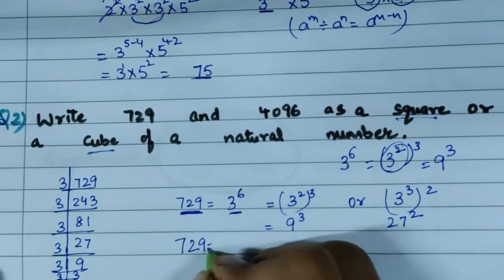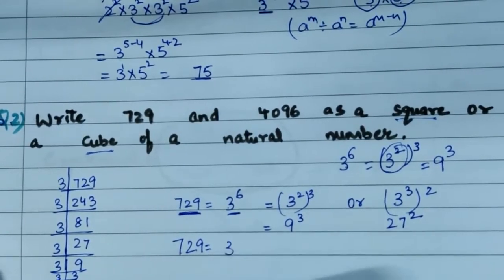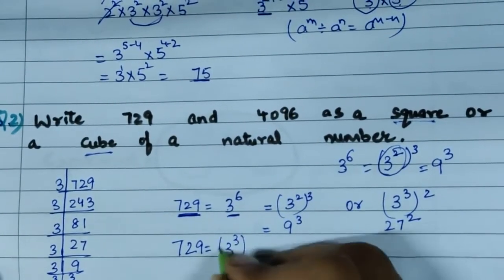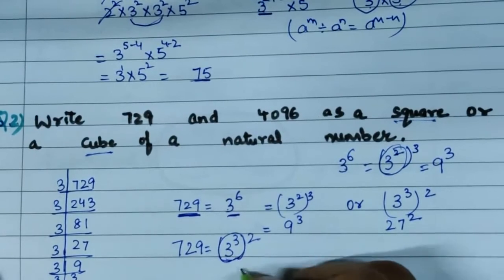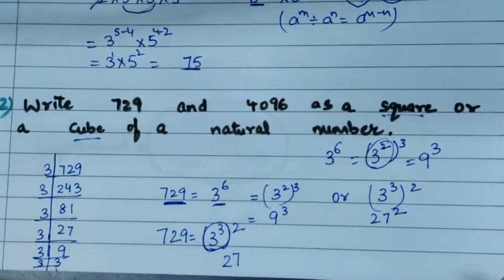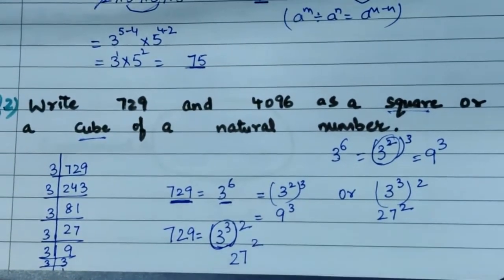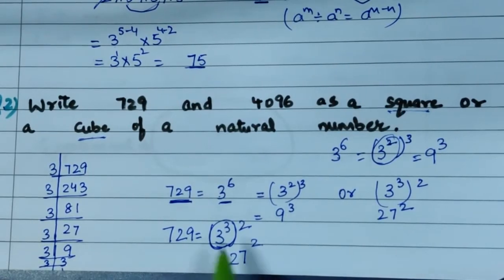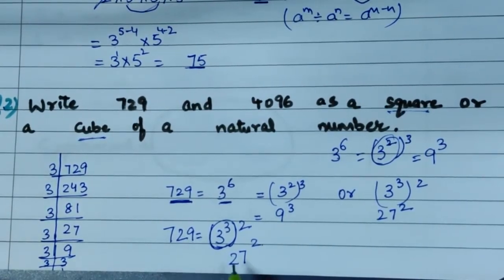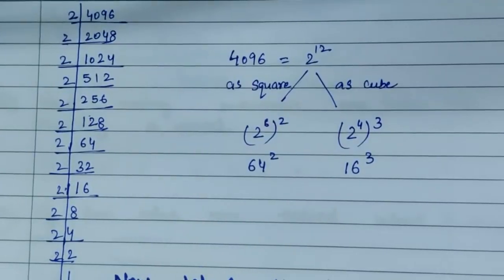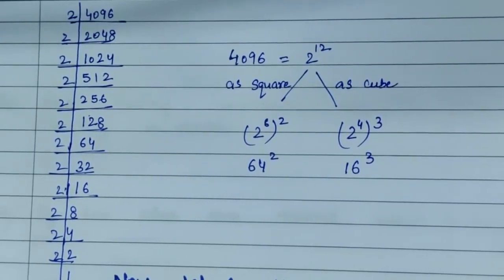Now 3 raised to power 3, 2. This is what? 27. So 27 raised to power 2. It means 729 is written as a square of a natural number. Clear? In the same way we will do it for 4096.